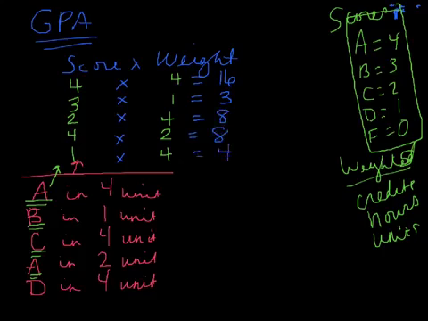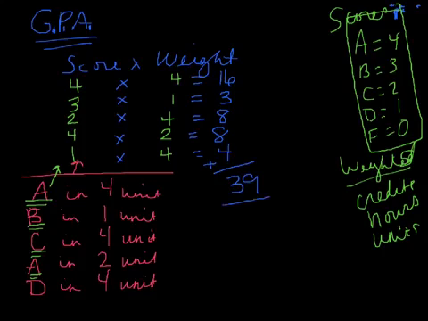Your job now is to add this column to find out your total grade points. So it looks like we get 39, is that correct? 12 and 11 is 23. Yeah, 39. Okay, that's how many grade points. We now need the grade point average.